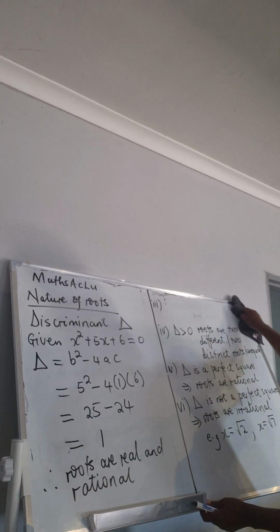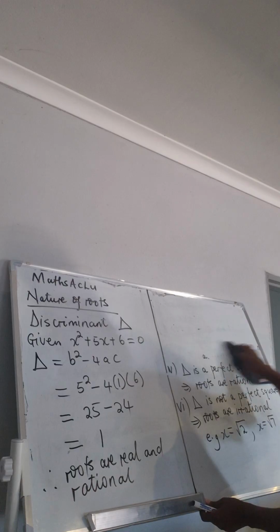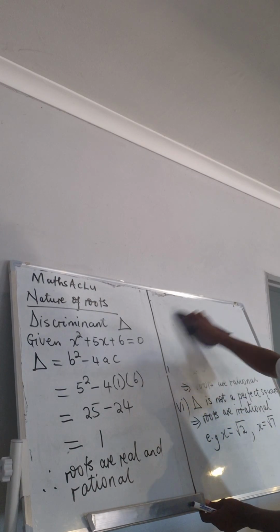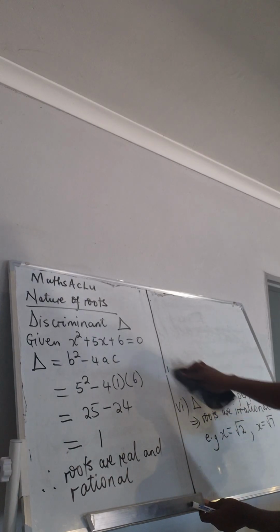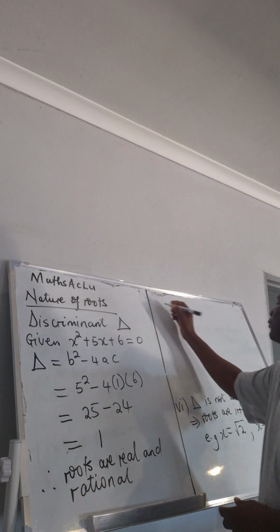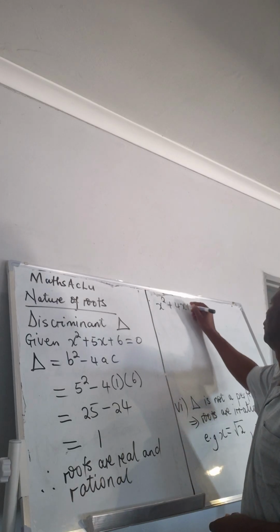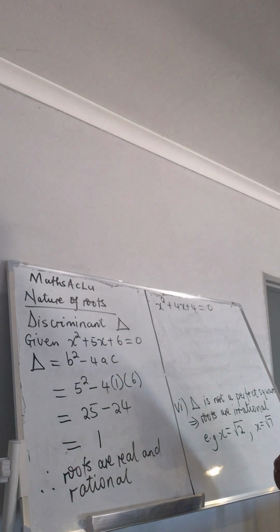And now the second example. x squared plus 4x plus 4 equal to 0. Describe the nature of roots without solving the equation.